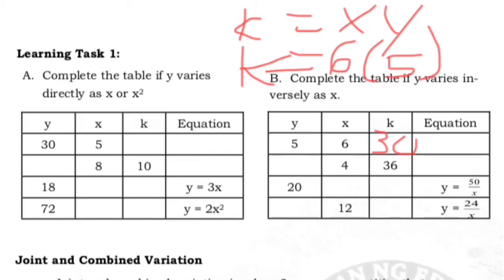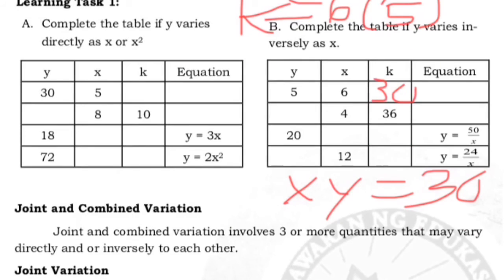So for the equation of variation, that will be x times y. I'll just put the equation here. x times y equals 30. Or you can have this one as y equals 30 over x.